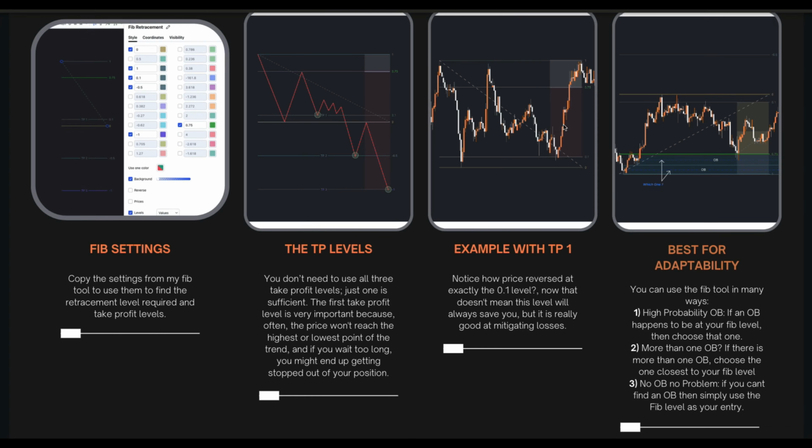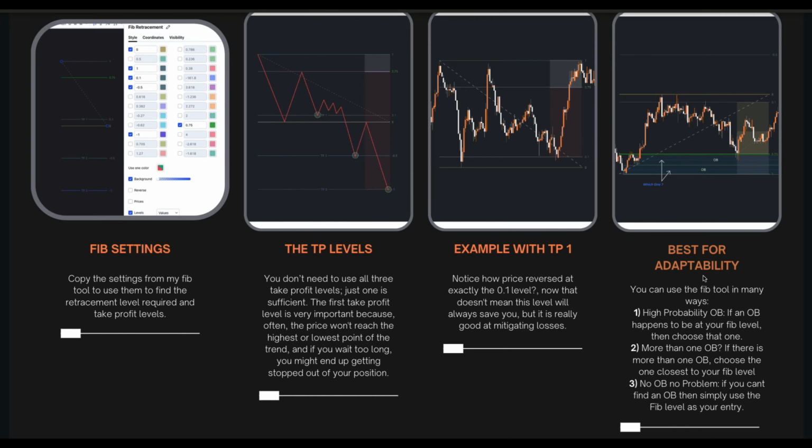So if you are going to use more than one take profit, you could just move your stop loss to break even, take out 90% of your position, and then for that second take profit, take out 5% of the remaining 10% that is left, and then for your final take profit, take out the last 5%.